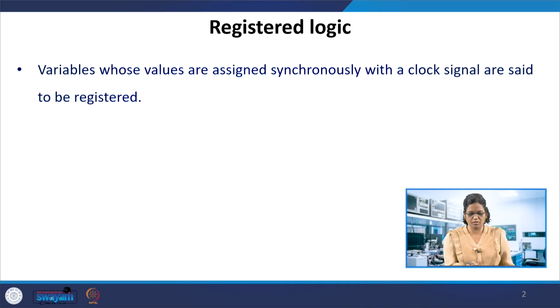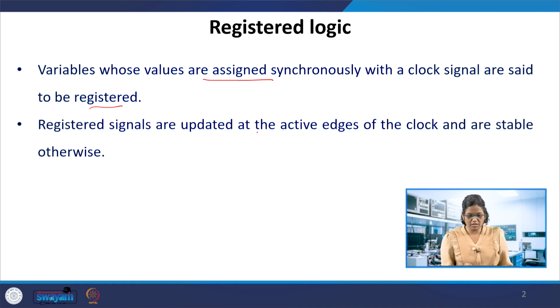Variables whose values are assigned in synchronization with the clock are called registered. I mean the variables will be registered at the passage of the clock. If you say x <= some value, then it is in synchronism with the clock, it is registered. These signals or variables will be updated with respect to the clock edge. At every clock edge, either posedge or negedge, whichever is declared in the sensitivity list, it would be updated.